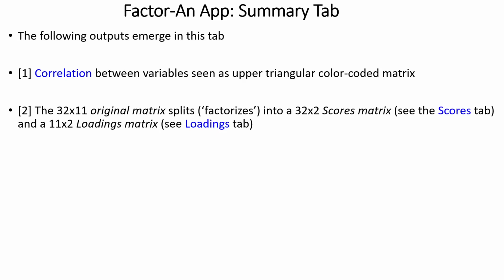Now the 32 by 11 original matrix. Remember the original empty cars matrix had 32 rows and 11 columns. So 32 by 11. That is the original matrix size. We are splitting this matrix, factorizing this matrix into 2 factor matrices, the product of which will give us the original matrix back again, or some version of that. So let me show you here.